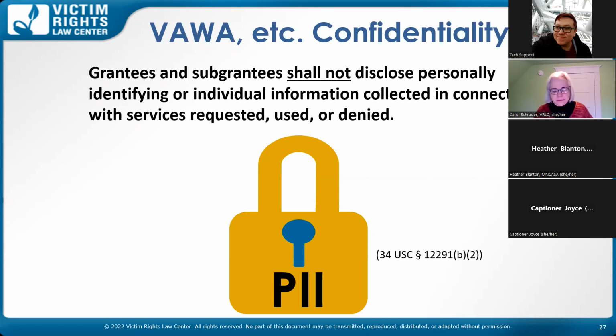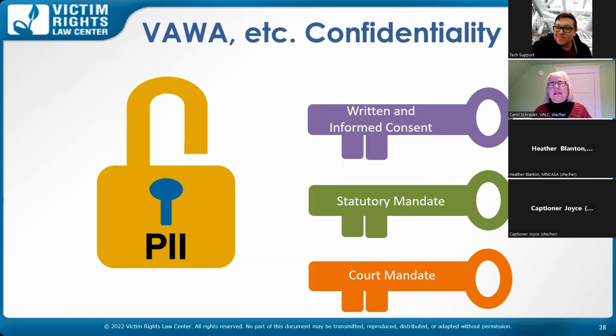Next slide, please. There are three situations in which you can share personally identifying information if you're receiving this money for victim services. The first is if you have written and informed consent. The second is if there is a statutory mandate, that means there's a statute that requires you to release it. And the last is a court mandate. We're going to talk about all three of these, starting with the written and informed consent. But before we do so, next slide, please.